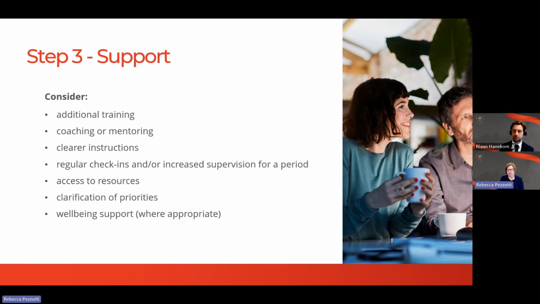Step 3, support. So once we understand the issue, we need to determine what reasonable support might help the employee meet the required standard. Like I said, support doesn't mean lowering the performance standards, but it does mean making sure that the employee has a reasonable opportunity to achieve it. And this could include any of the types of support that are listed on this slide. And what support is offered or provided or sometimes requested will depend on what is causing that performance gap.